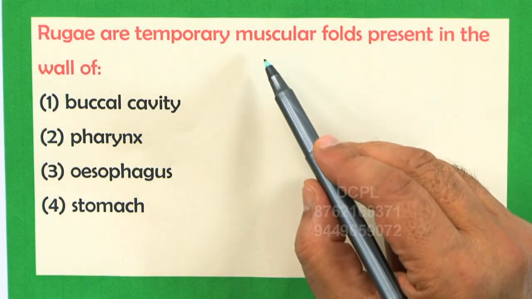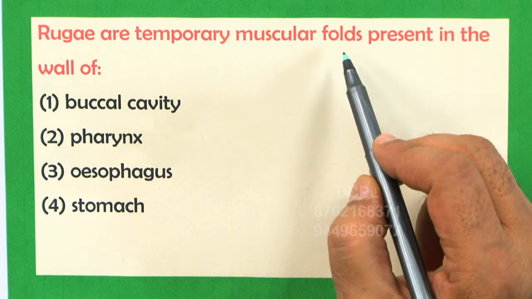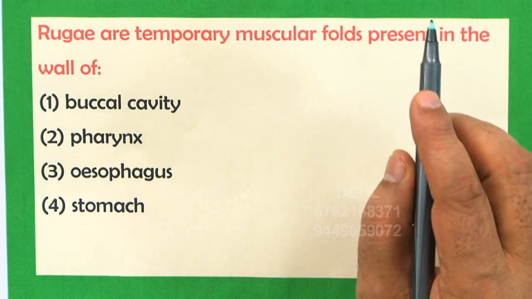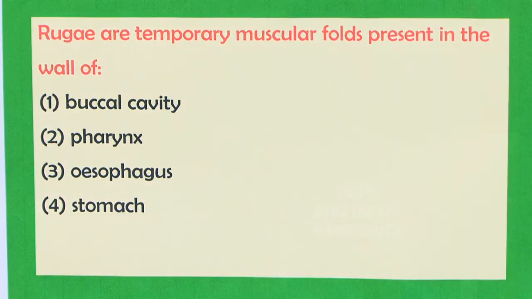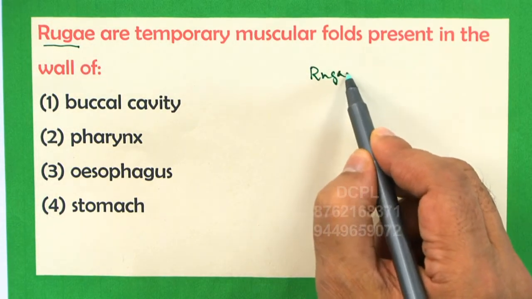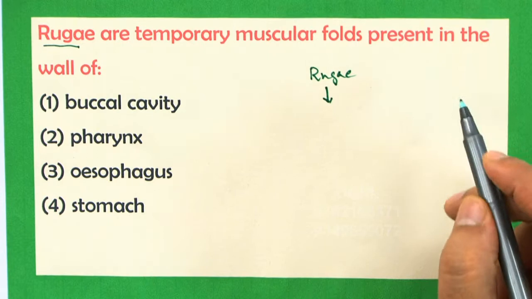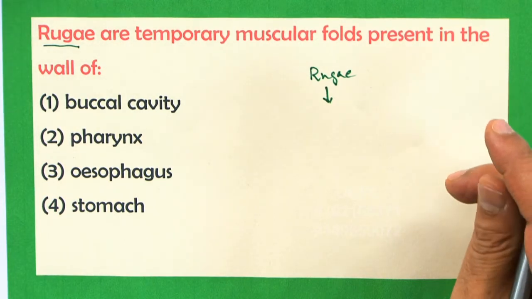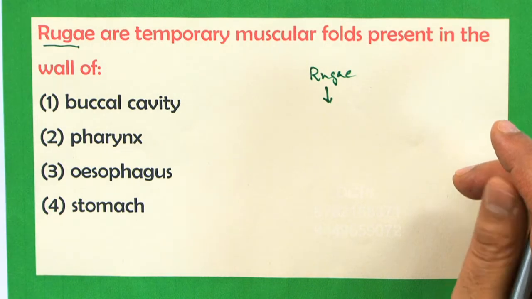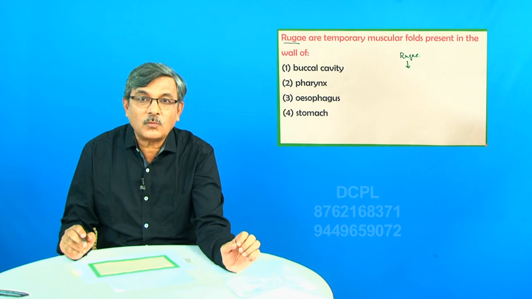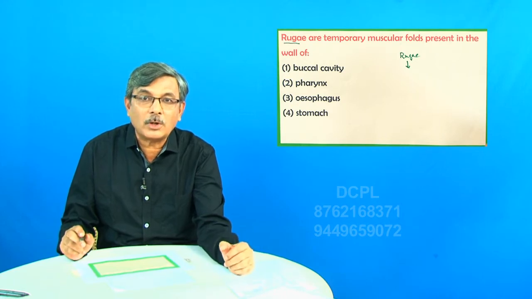Rugae are temporary muscular folds present in the wall of... The question is very direct. Only one thing we should know, that is rugae. So, what are rugae? Please remember, rugae are irregular macroscopic folds present in the stomach. Rugae are macroscopic muscular folds that project into the lumen of the stomach.